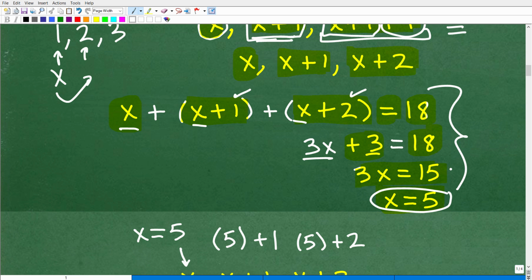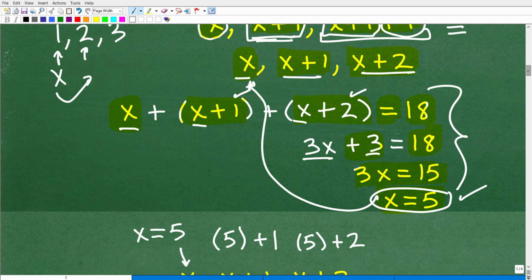Now, if any of this part of the problem is confusing to you, if you're not understanding what I'm doing here, you certainly need to go back and review things like combining like terms, solving basic equations, etc. But if you understand this, if you're with me, that's excellent. So we just solved for x. Well, what is x? Well, remember, our three consecutive integers is x, x plus 1, and x plus 2. So our first number is 5.